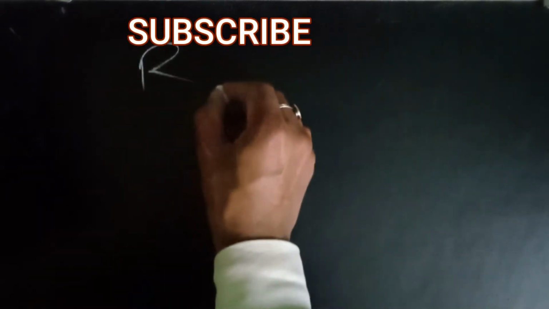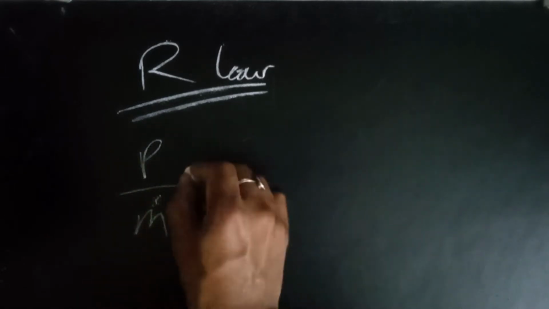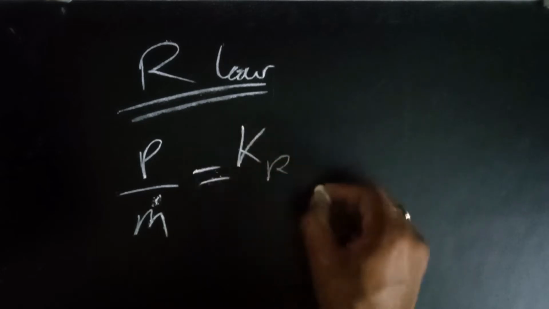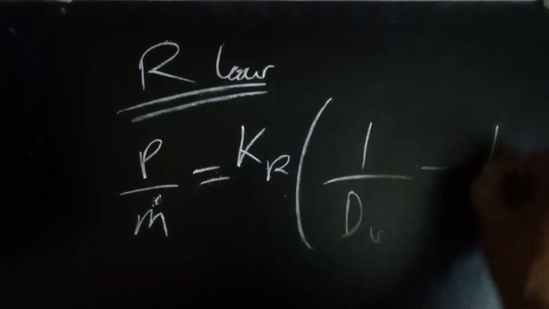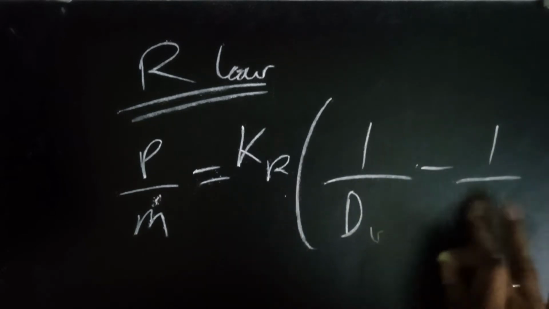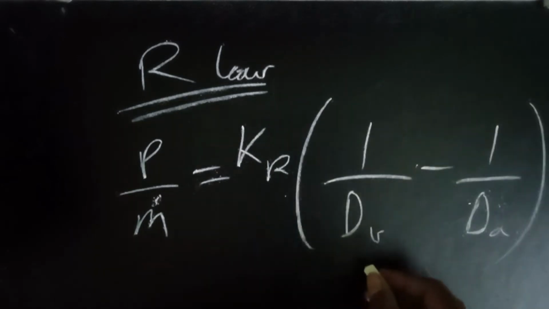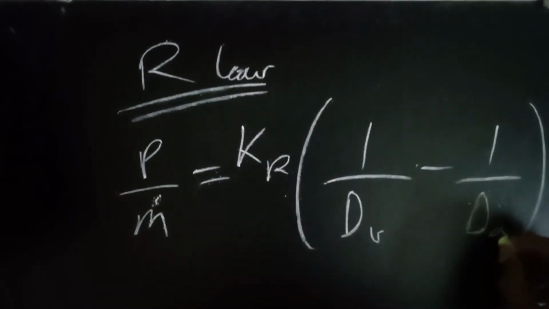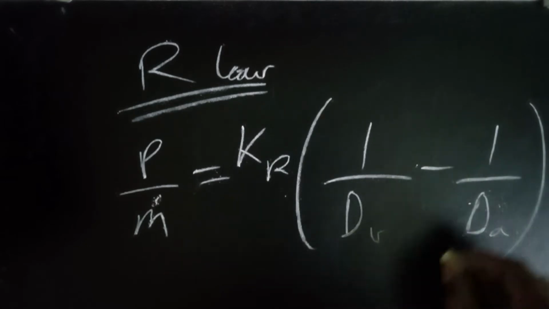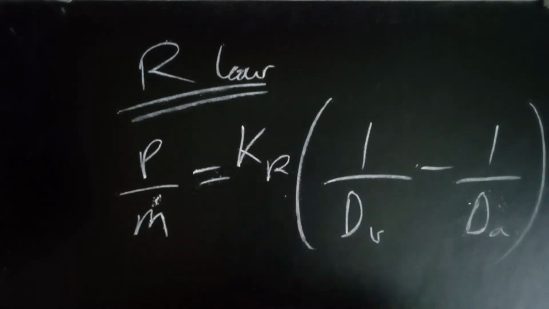Now the next thing is the different laws. We have first Rittinger's law, which gives that the power upon the mass flow rate is Kr, the Rittinger's constant, times 1 upon dB minus 1 upon dA. Here dB is the product diameter, which would obviously be less, so this quantity will be more, and dA is the feed diameter. So this is Rittinger's law.